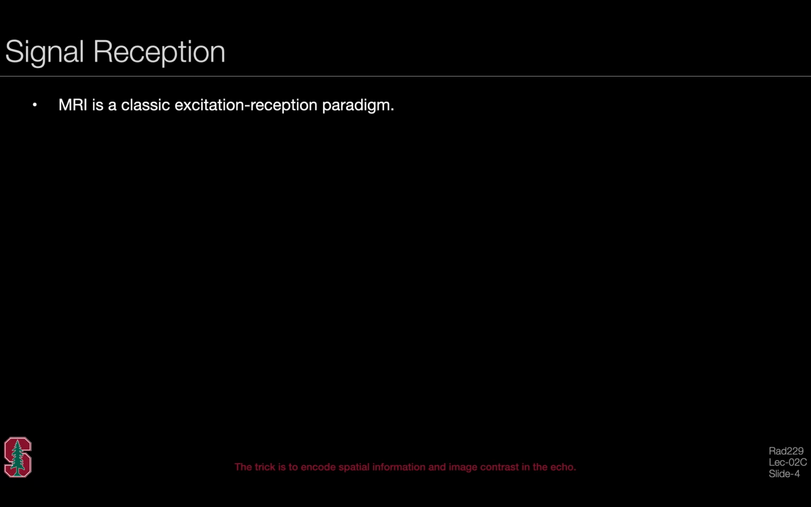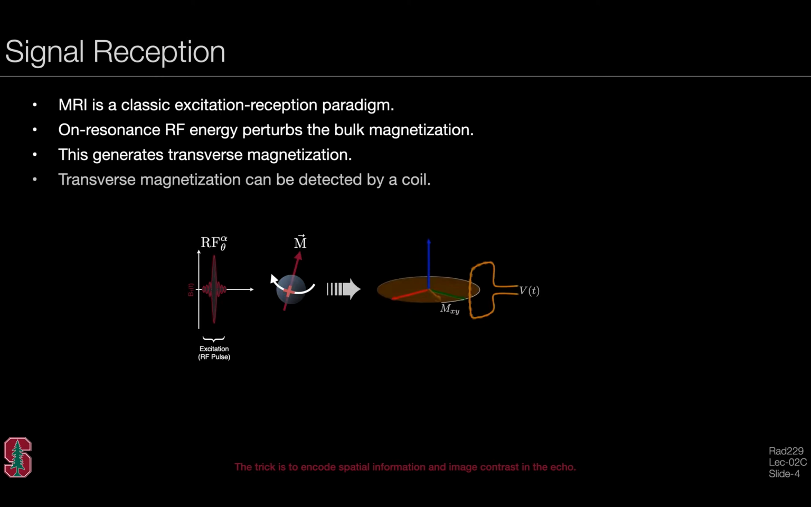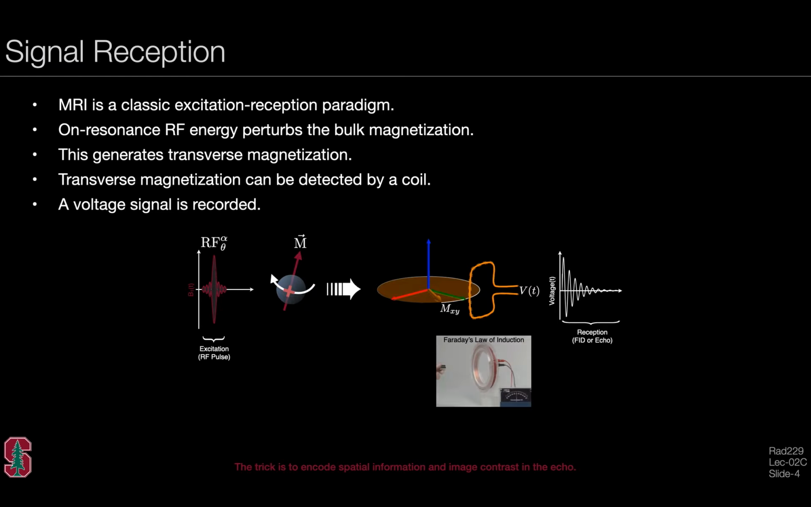Let's begin by talking about signal reception. MRI is a classic excitation reception paradigm, wherein on-resonance RF energy perturbs the bulk magnetization, and this generates transverse magnetization. The transverse magnetization can be detected by a nearby coil, and a voltage signal is recorded. The transverse magnetization induces a voltage in this nearby coil, and this is according to Faraday's law of induction.